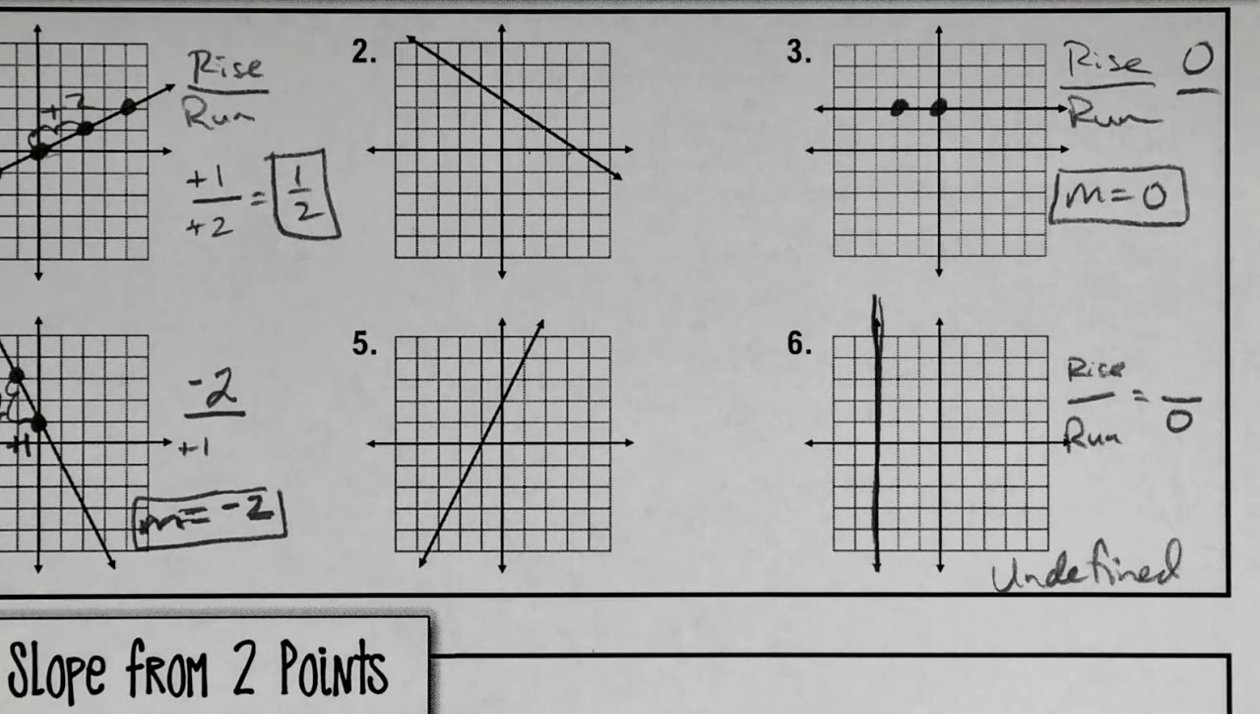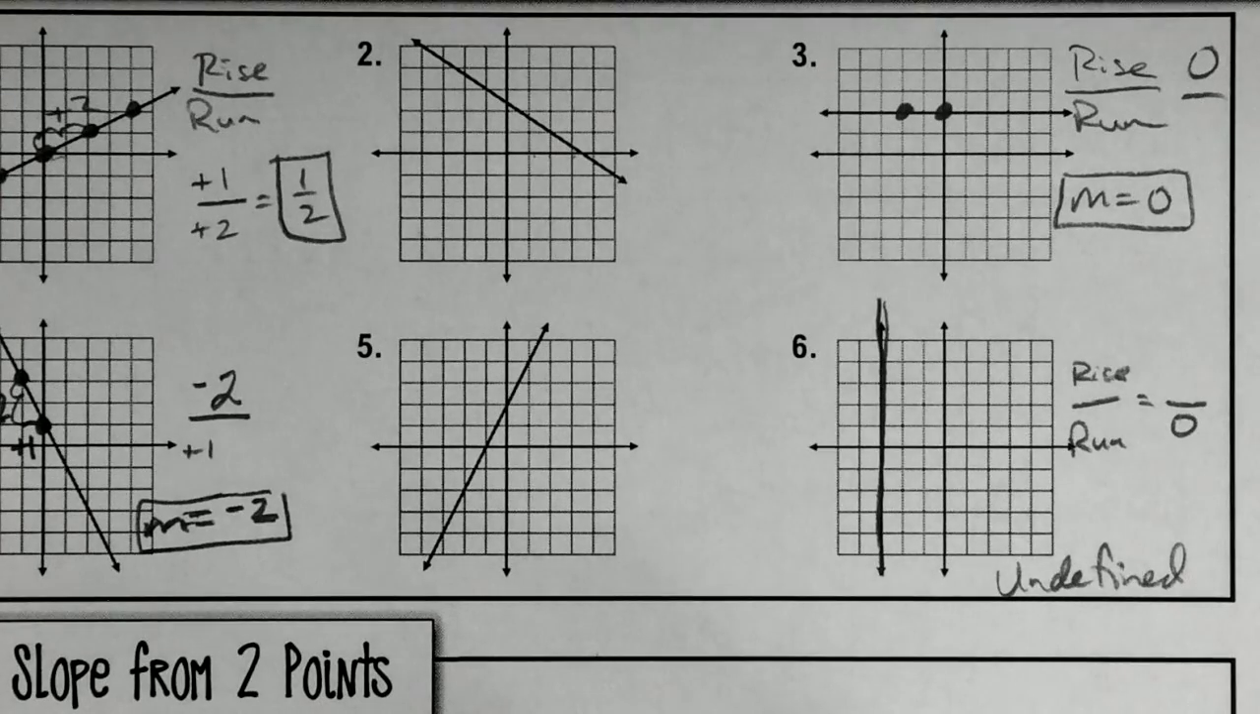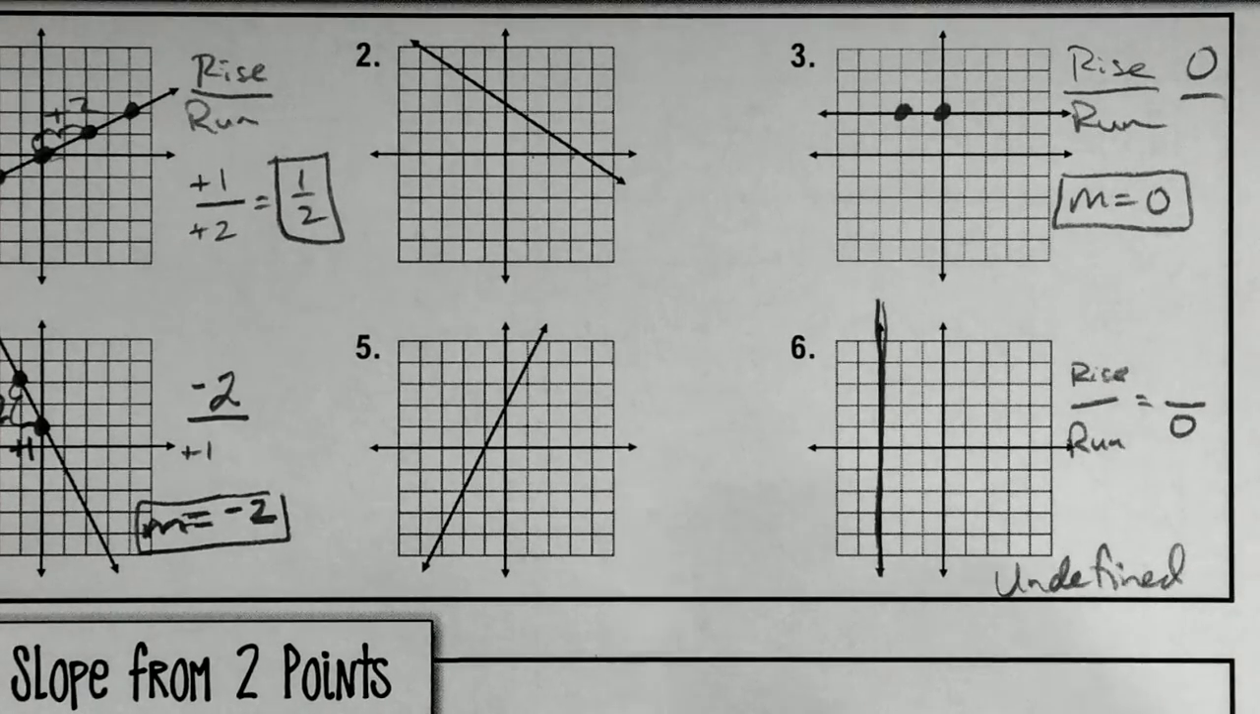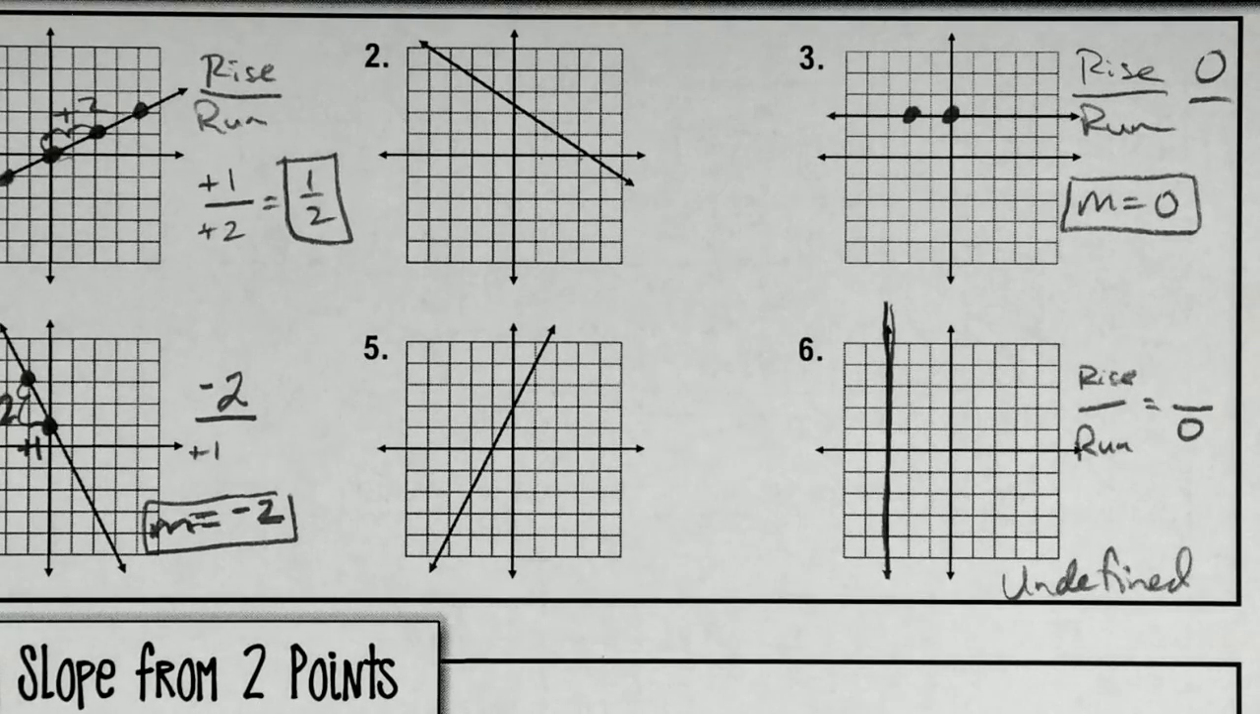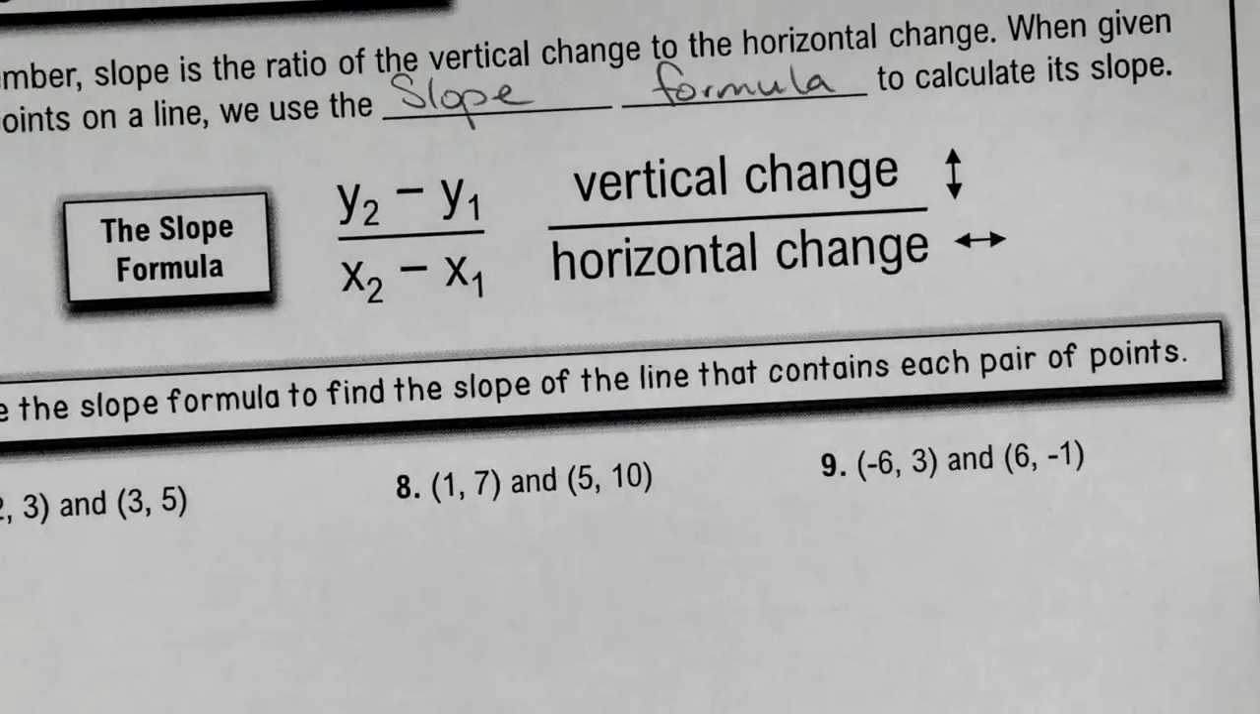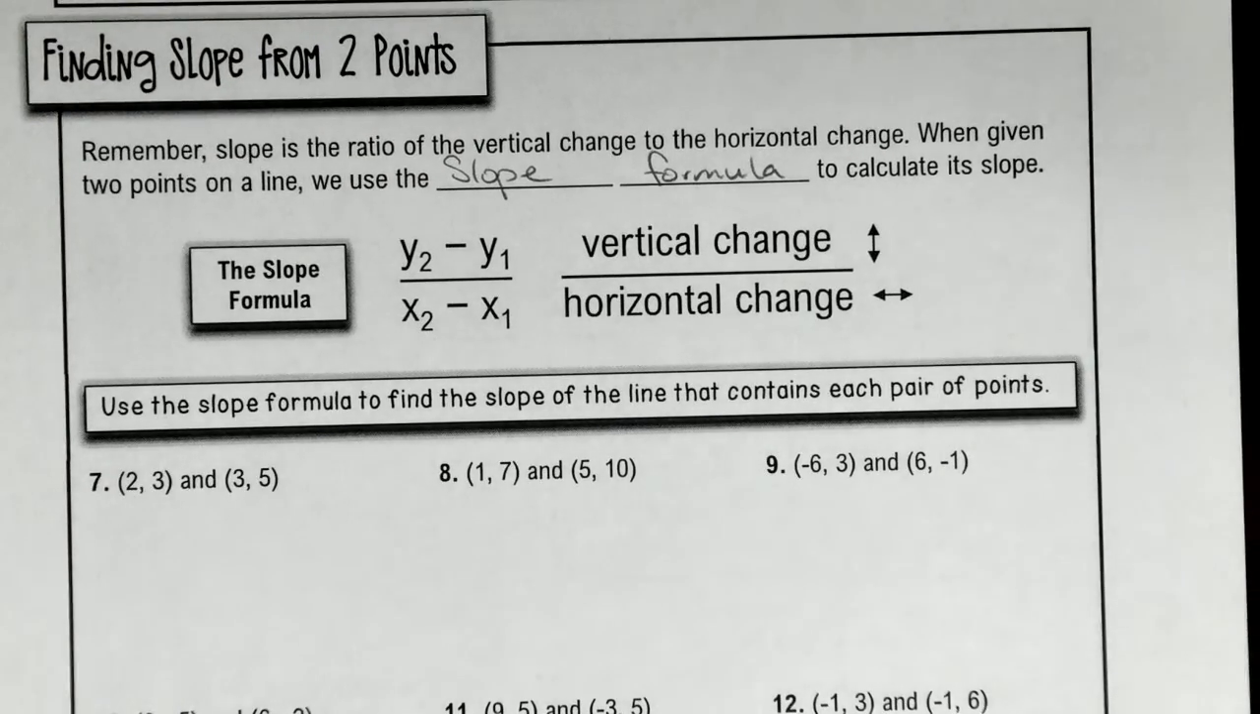So now the next part is the exact same thing that we've been doing, except now you're not given the graph, you're actually given the points. So now I can't count up and over on the graph. Now I'm going to use the formula, which is the exact same thing that we've been doing. Okay, so my slope formula is y2 minus y1, which again is the change in y's, or the vertical change, how much you're going up or down, over the change in x's, which is x2 minus x1.